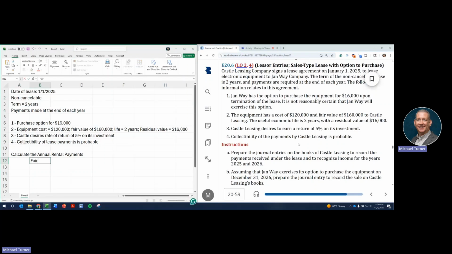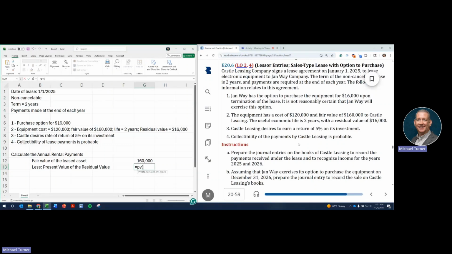Okay, so the fair value of the leased asset, we need to find that amount, and that was given to us in point number 2. It says that the fair value of the asset is $160,000. We are going to subtract out the present value of the residual value. Okay, so the residual value is $16,000, but that's in 24 months, 2 years from now. So we want to know, well, what is the present value of that today? So let's calculate that. We'll use Excel to calculate the present value.